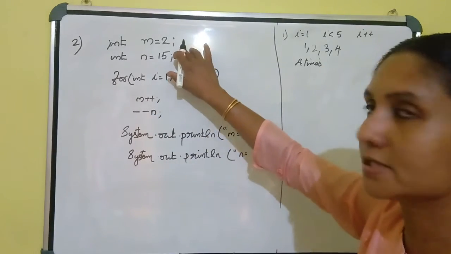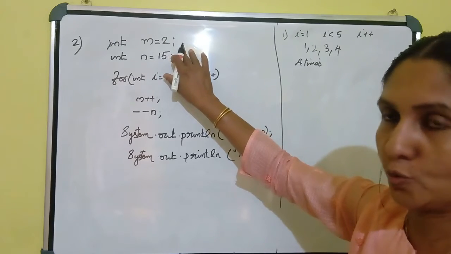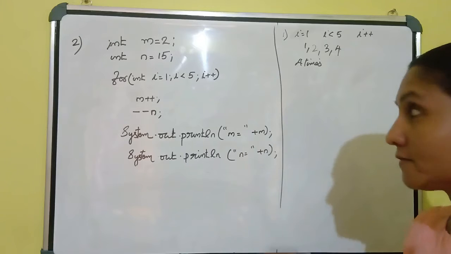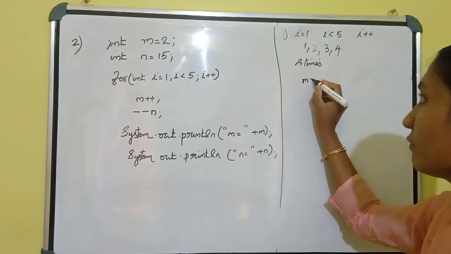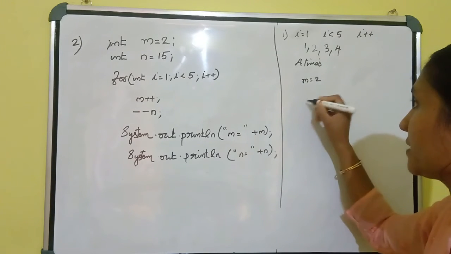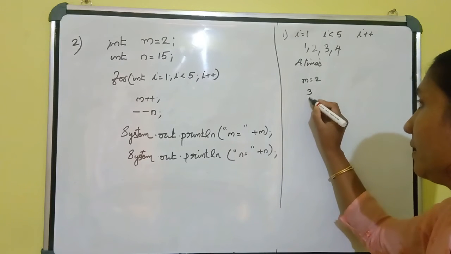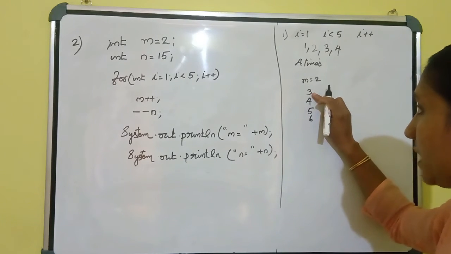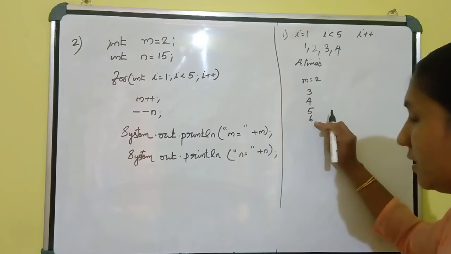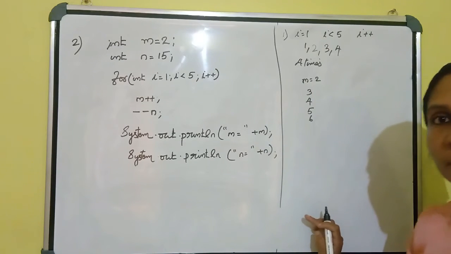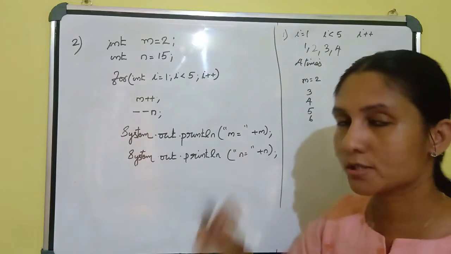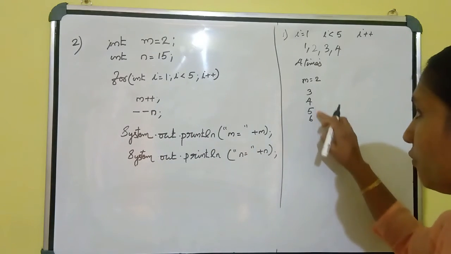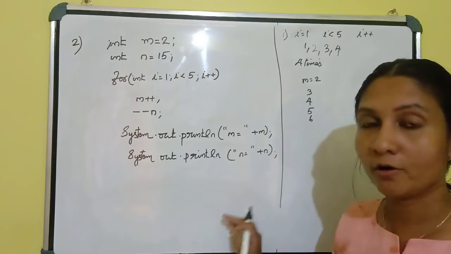Okay. Then I told you only this m will be affected by this loop. That means what's the first value of m? Now 2. 4 times increment: first time the value of m is 2, then it gets a 1 increment, that means 3, 4, 5, 6. 2 will become 3 first time, then 4, then 5, then 6. 4 times it will be incremented. This is post increment. After the operation only, it will increment. Okay, 3, 4, 5, 6. These are the 4 values.